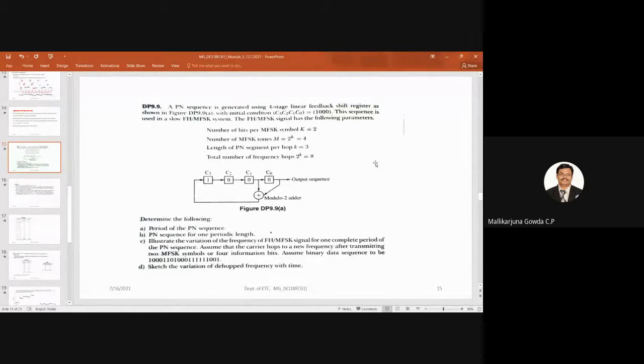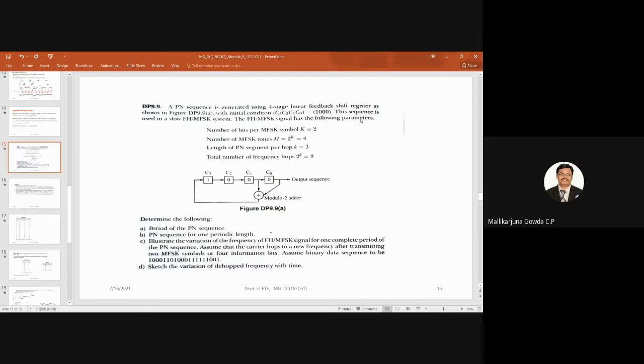A PN sequence is generated using a 4-stage linear feedback shift register, which is shown in the diagram here, right? And he has told the initial condition. See here, 4 shift registers are there: C0, C1, C2, and C3. He has given the initial state as 1, 0, 0, 0. The output of C1 and C0 has been XORed, that is, a modulo 2 operation is done, and then fed as input to C3, right?